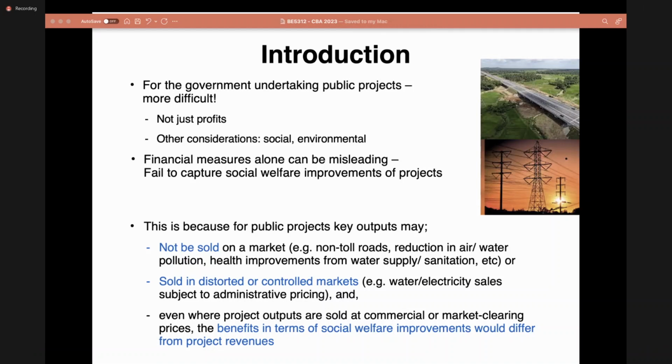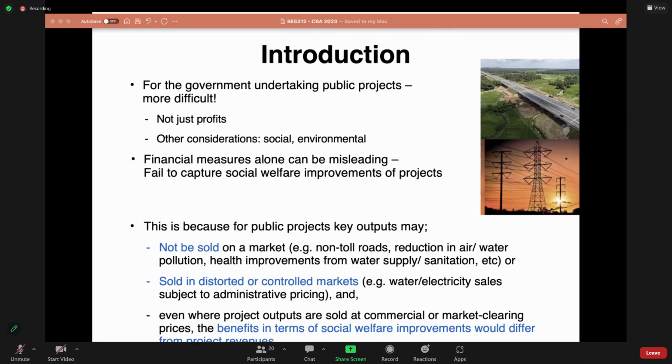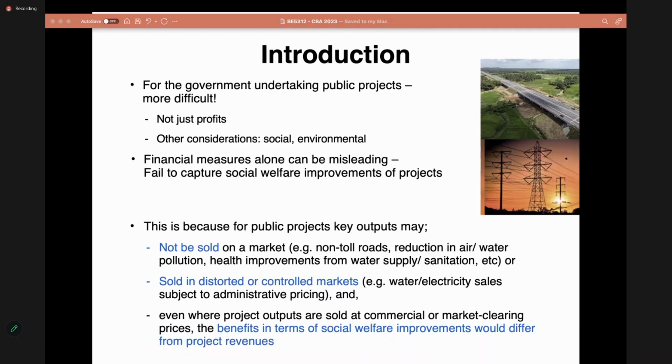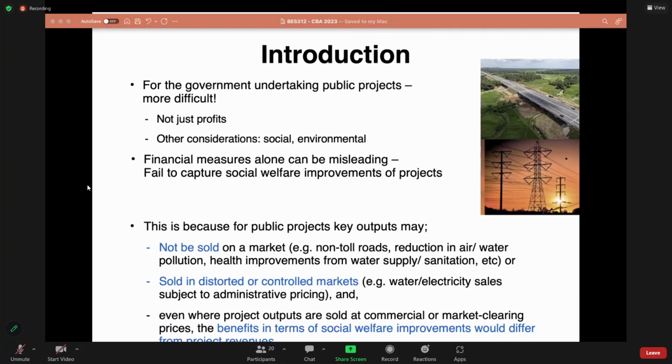If you just appraise these types of projects only using financial measures, there can be a problem, because you might not be capturing all those other benefits of these types of projects, the social welfare type of improvements.